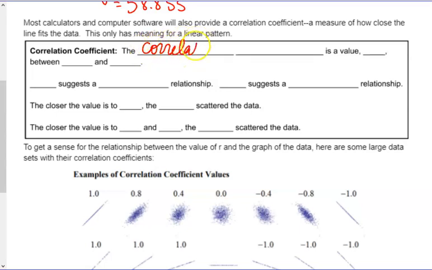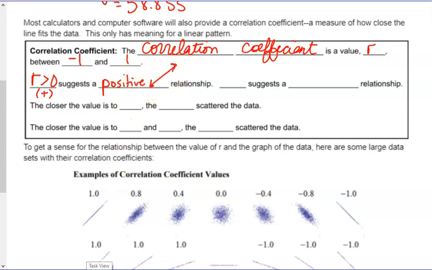The correlation coefficient is a value, usually represented by an R, between -1 and +1. If that R is greater than 0, it's positive, okay? This suggests a positive relationship with our data. So it means that our line is doing something like that, or our data is kind of in that form.